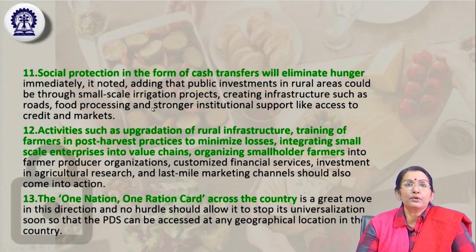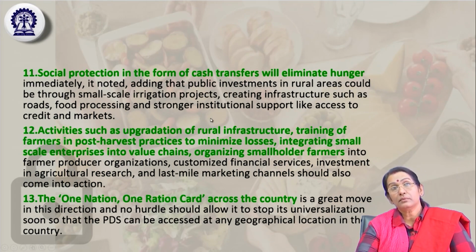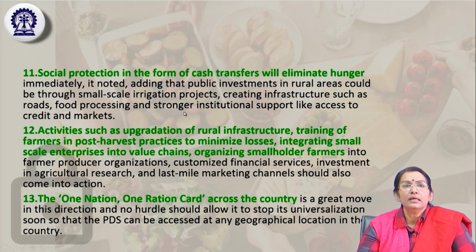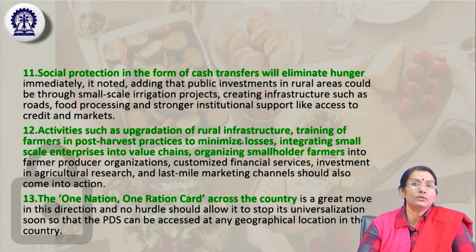So social protection in the form of cash transfer. Now these villagers and rural people, they are having bank accounts, zero balance bank accounts. So this is another initiative to eliminate hunger, because that is a kind of social protection from the government side. And activities such as upgradation of the rural infrastructure, training to the farmers, then the post harvest practices to minimize the losses.